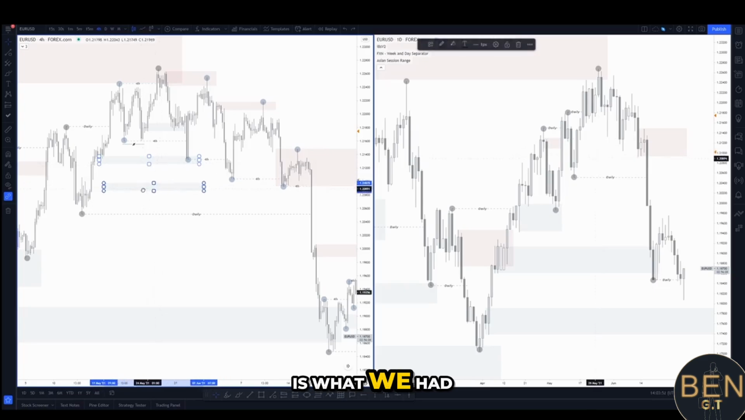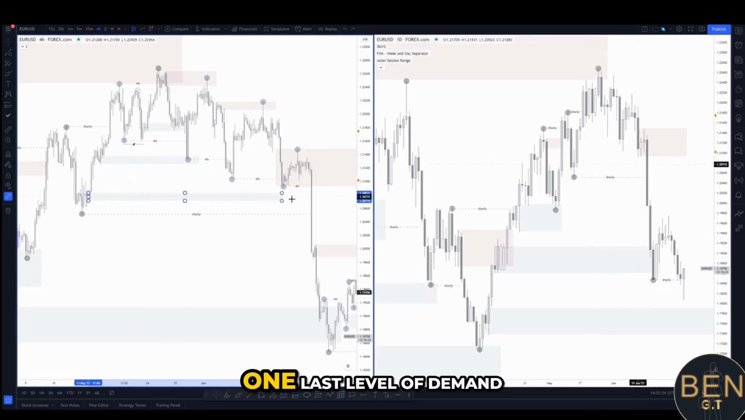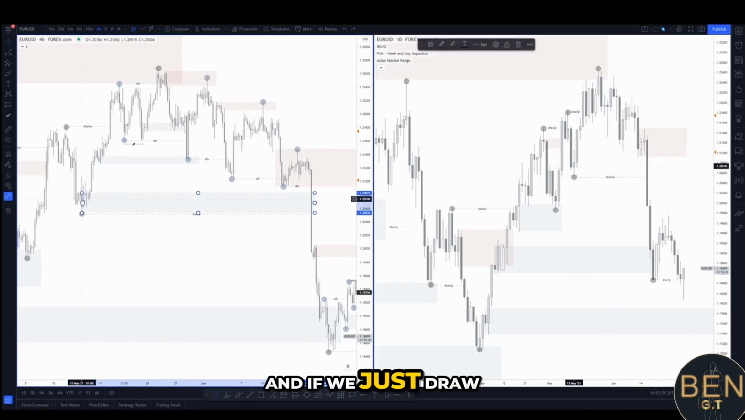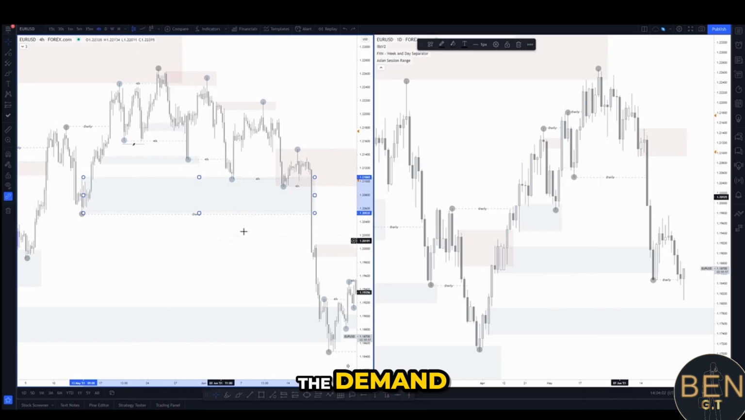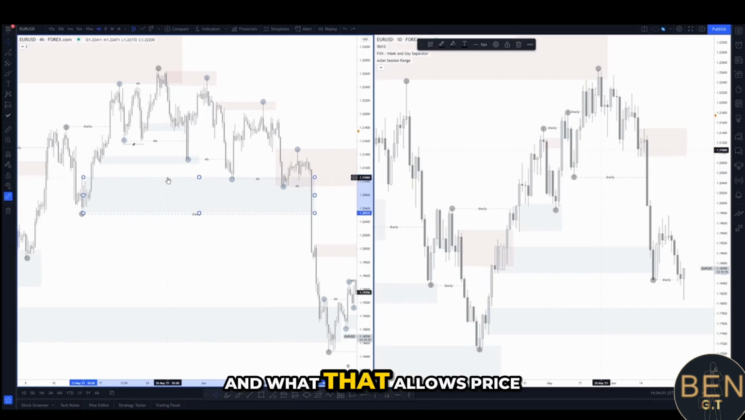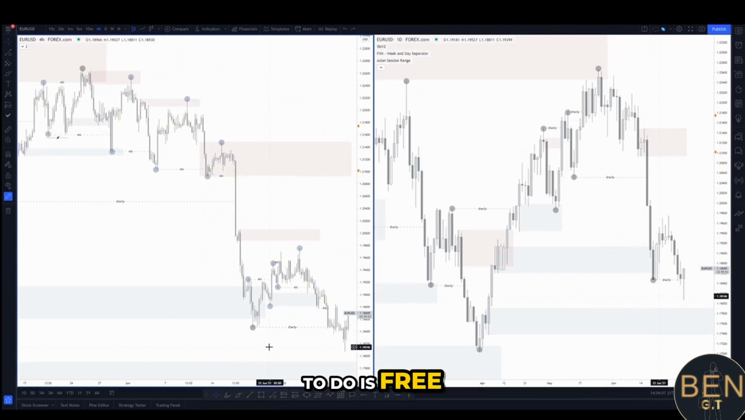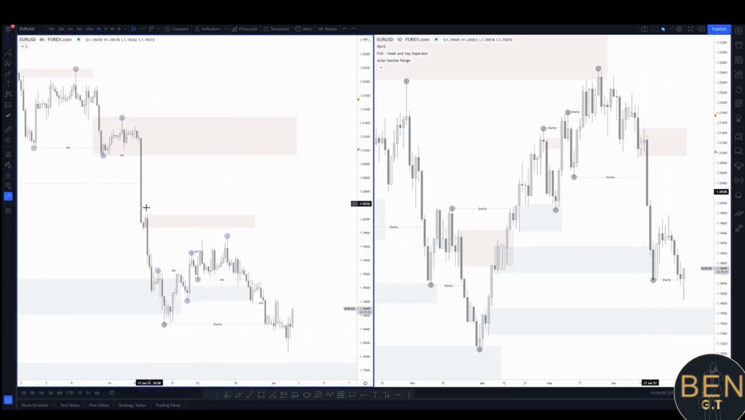And what we can see is we had one last level of demand. If we just draw it on the entire range that was created, we tapped into it once, we've tapped into it twice. We've basically absorbed all of the demand that's sitting at this level. And what that allows price to do is free fall to the downside. And what we can see is price then has created a lower low here on the daily chart.